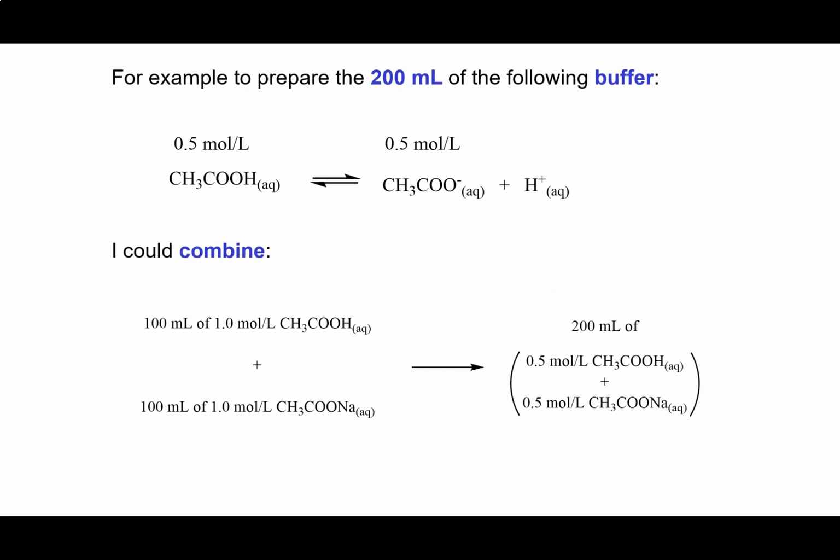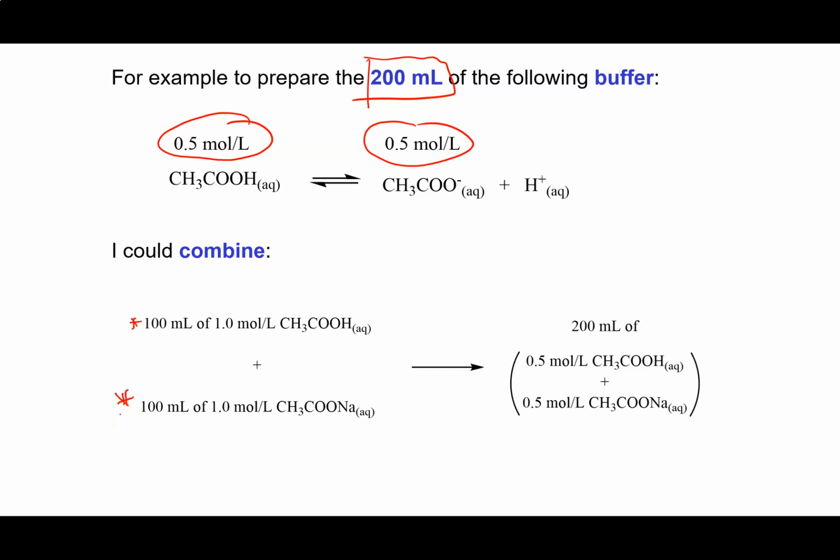So here's a classic way that I might prepare a buffer. Suppose I wanted 200 milliliters of a buffer, and I wanted the concentration of each of the two components in this buffer to be 0.5 moles per liter. The buffer I'm making is acetic acid in equilibrium with acetate anion. How a chemist would typically do this is: I want 200 mL total, so I want 100 mL of each of the two components.